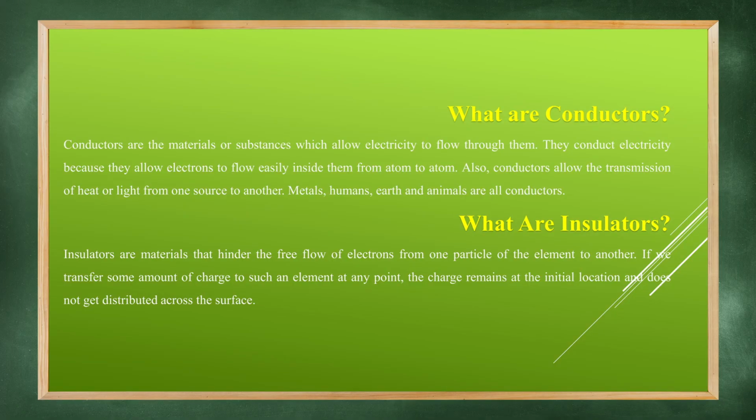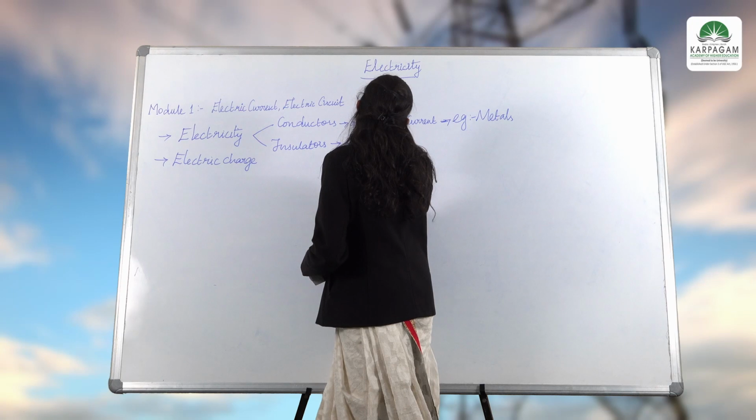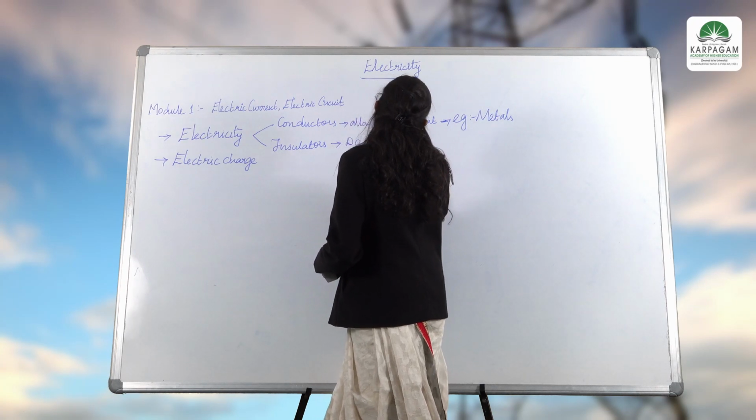And the next one is insulators. An insulator will never allow current to pass through it. That is why we call it an insulator, because there is no presence of free electrons in it. So we call them insulators. These do not allow electric current to flow through them.